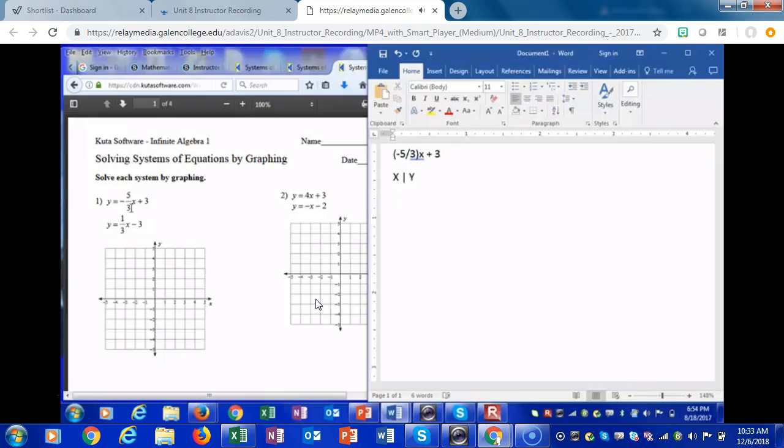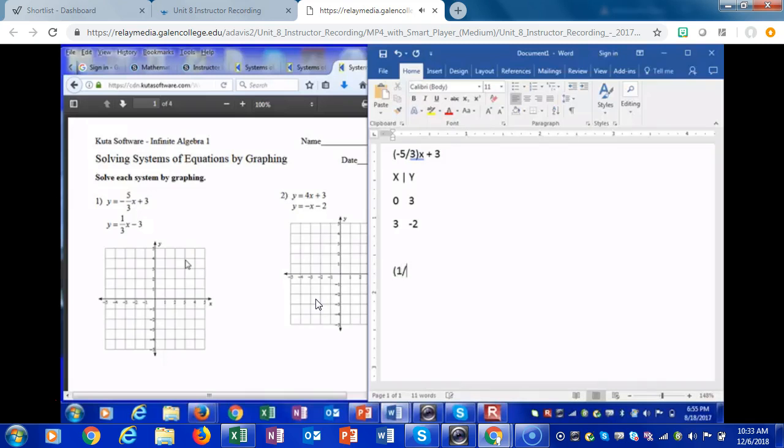Okay? I always use 0 as an x. So 0 is always an easy x. So negative 5/3 times 0 is just 0. 0 plus 3 is just 3. Next, I want to use 3, because 3 is a multiple of itself. Negative 5/3 times 3 over 1. The 3's cancel. So you have negative 5 plus 3 is negative 2. Okay, so you got the 2 points for that one.